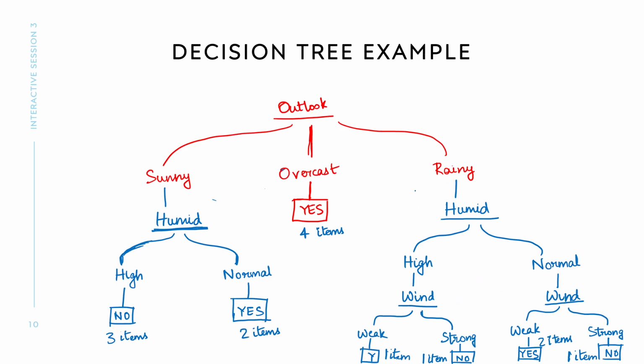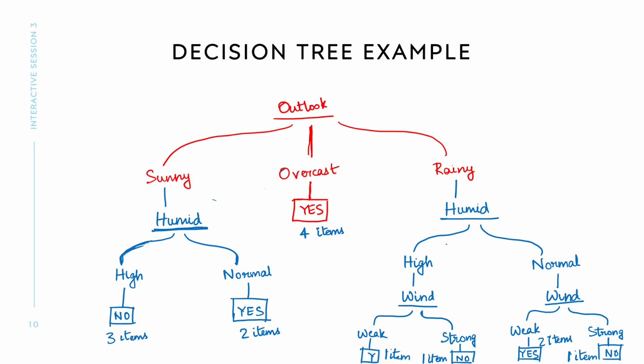So this was a decision tree. If you see in the lecture, from rainy they had directly gone to this wind feature without considering humidity.